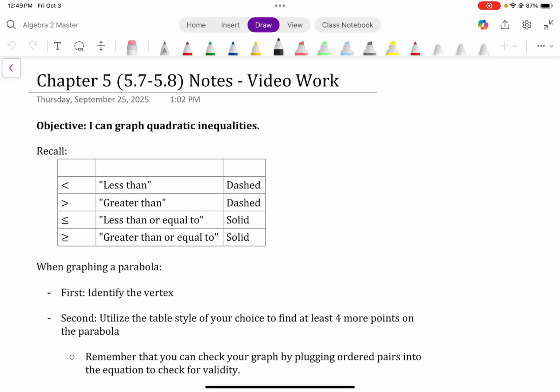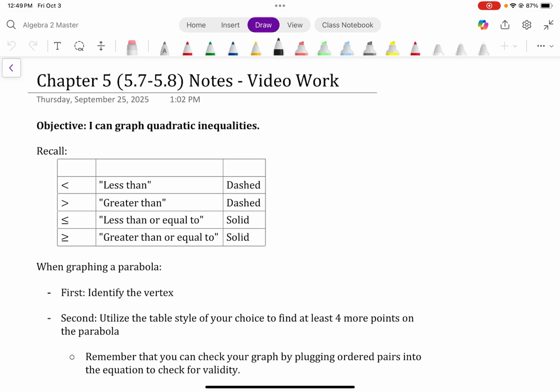In this video, we're going to talk about graphing quadratic inequalities. So right away, we have to make sure we recognize what inequality symbols we have and what they tell us. If we have a less than or a greater than symbol, it tells us our parabola is going to be a dashed parabola. If we have an or equal to symbol, that means we're going to have a solid graphed parabola, just like it would be if it was equals.